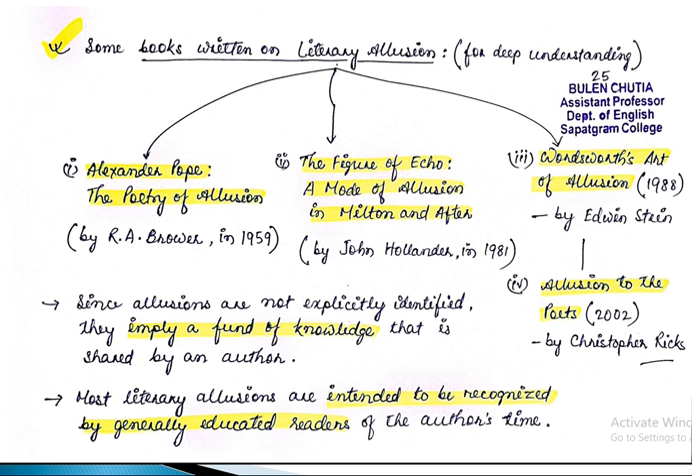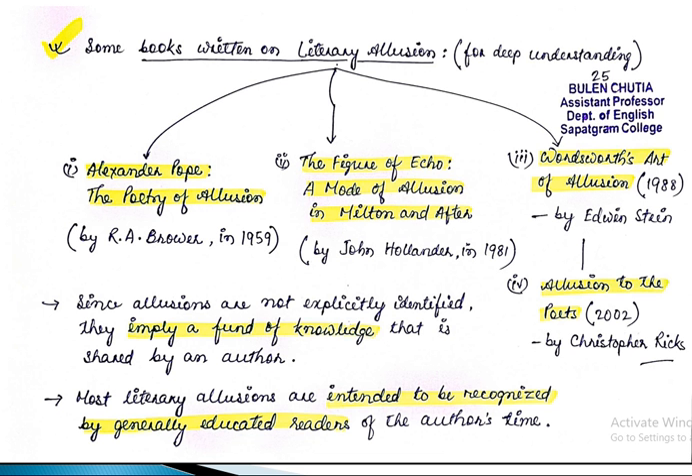Okay, most literary allusions are intended to be recognized by generally educated readers of the author's time. What I told already. Okay, it is targeted for the educated readers, not the ordinary readers. So I think you have understood what allusion is, and you will not confuse it with illusion.